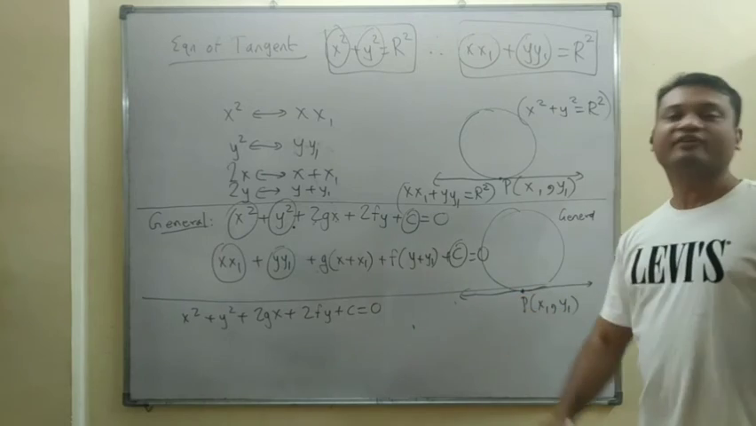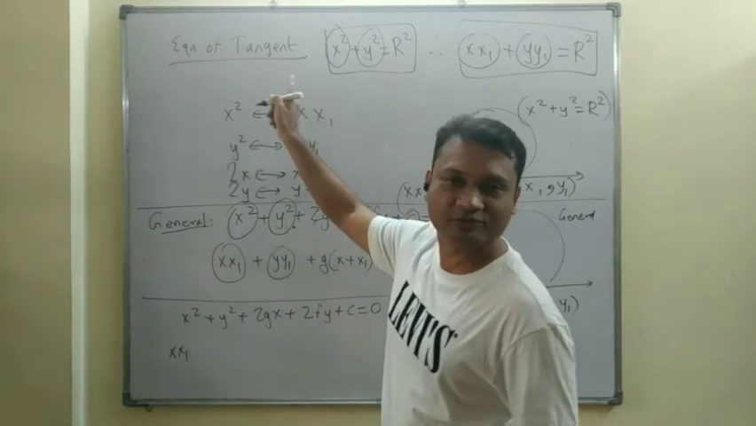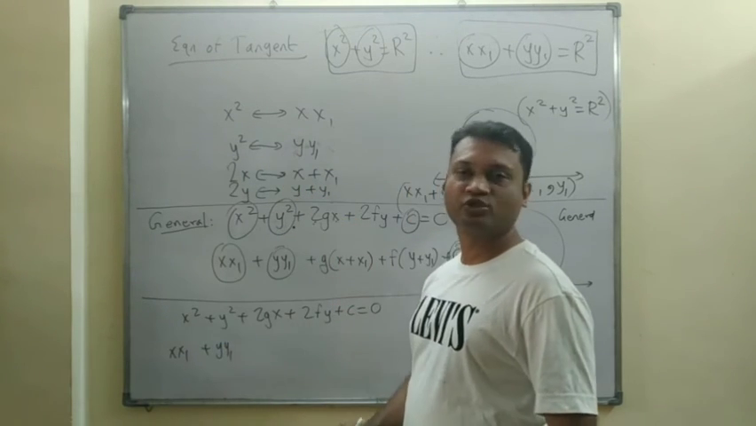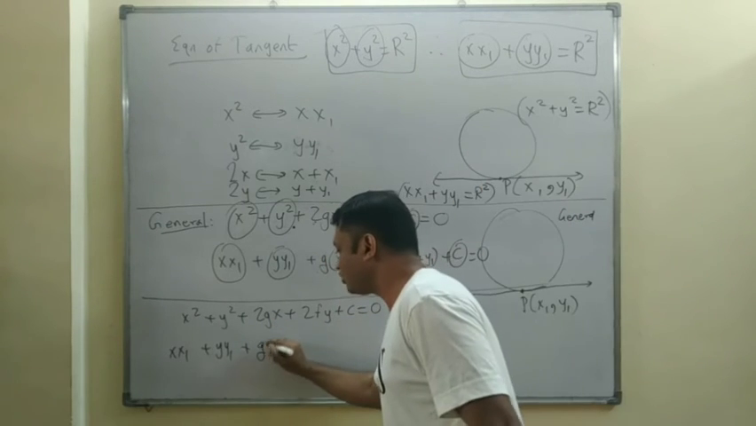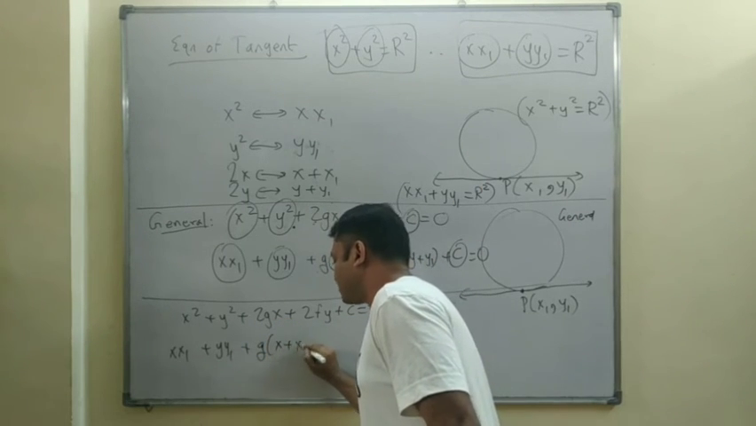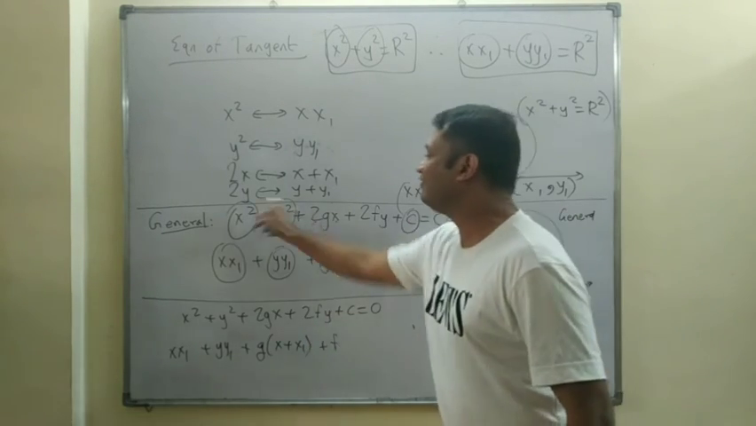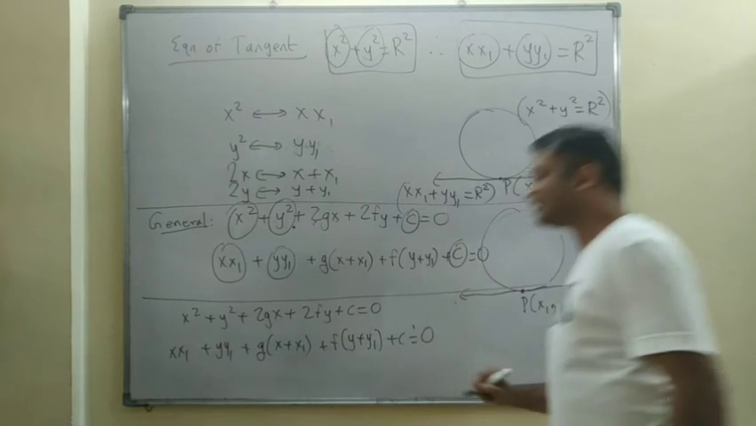This is the general equation of circle. Instead of x square, x x1 as per this substitution. Instead of y square, y y1. Instead of 2x, g will remain as it is, and we will have x plus x1. f remains as it is. Instead of 2y, I will have y plus y1, and constant c remains as it is.